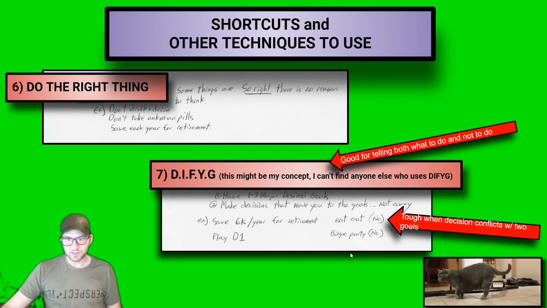So if you have a major desired goal and you don't know if you're going to reach it, start thinking, does it fit your goals? Give yourself the best chance to reach your goals.